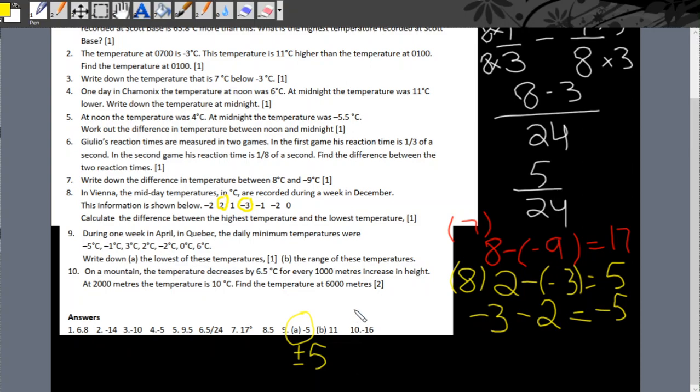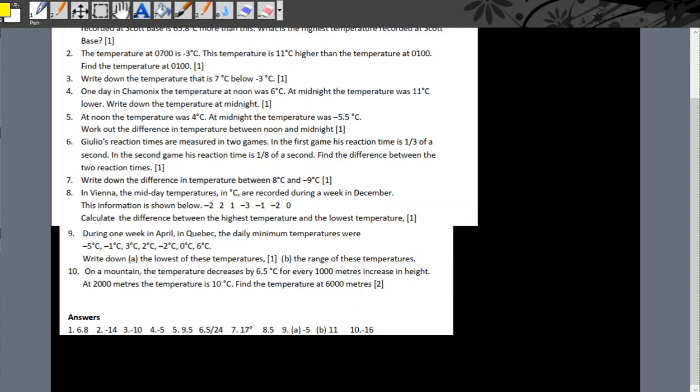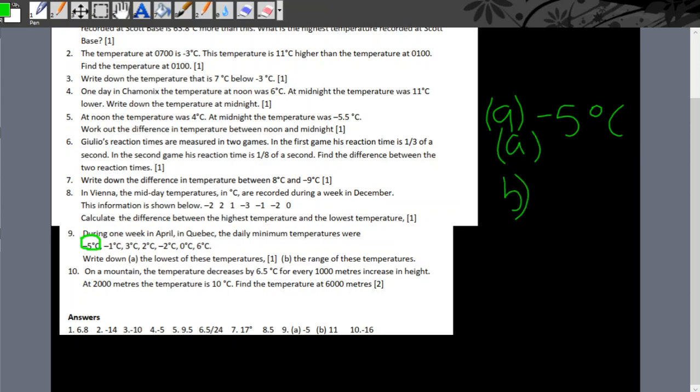Okay, so the next question is question number 9, which is: during 1 week in April in Quebec, the daily minimum temperatures were these temperatures. Write down A, the lowest of these temperatures. So we have to find the biggest negative value, which is -5. So the lowest temperature is -5 degrees centigrade for part A, and for part B, the range of these temperatures.